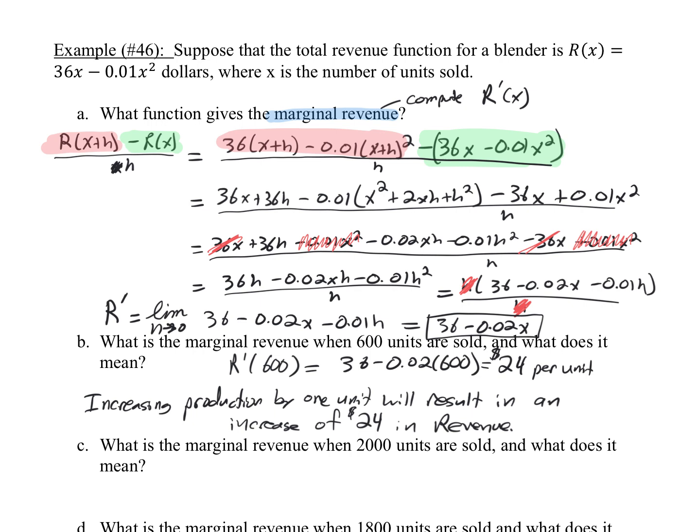Now, if that seems like a little bit hand-wavy, it can feel really tangible if you take out your calculator, plug the number 600 into the original function, see what you get, then plug the number 601 into this original function and see what you get there. And what should happen is those two numbers are going to be almost exactly $24 apart.